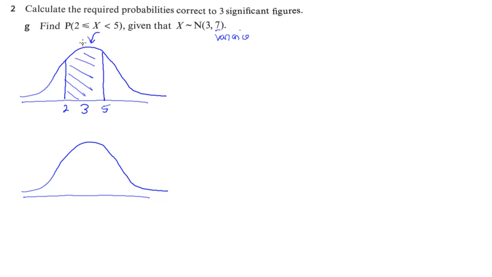And so what I'm going to do is convert my 2 and my 5 into a z-score, and then I'm going to find the area between those z-scores. So to convert to a z-score, we're going to use our formula. It's going to be z is equal to x minus the mean over standard deviation. So for the first one, it'll be 2 minus 3 over square root of 7, and that's going to give us negative 0.37796, which we're going to round to 3 decimal places, or negative 0.378.